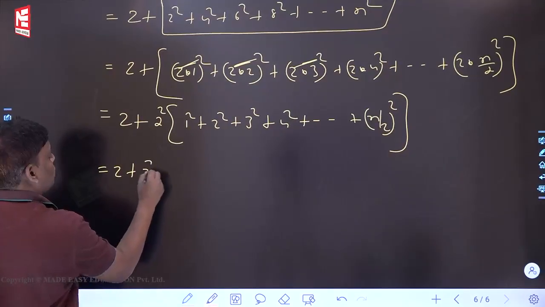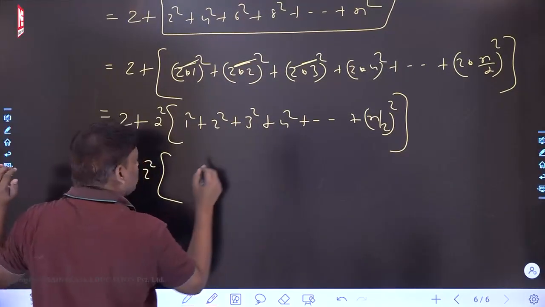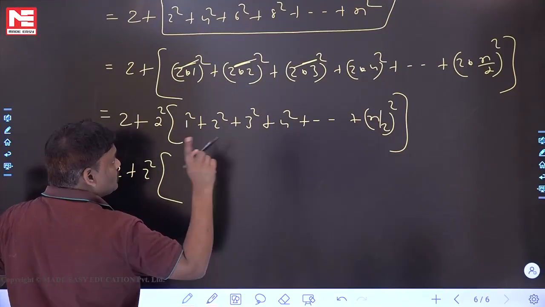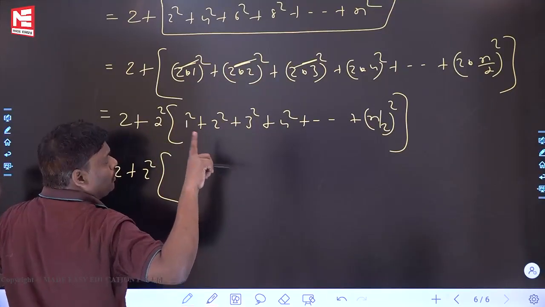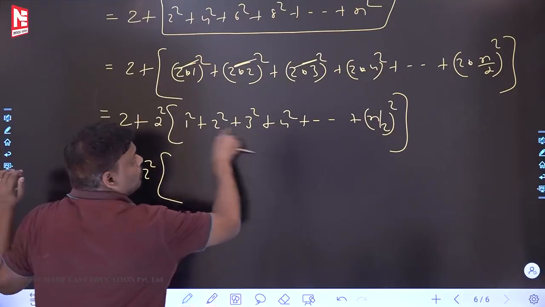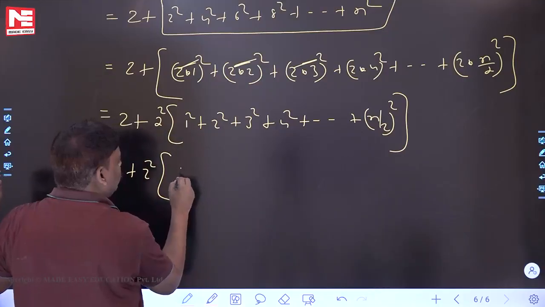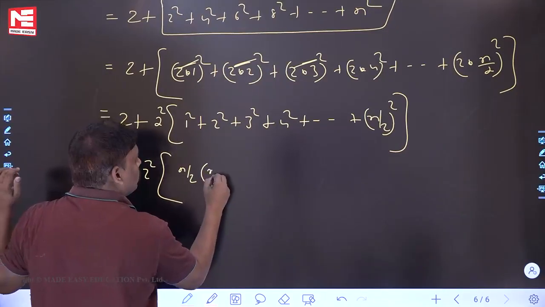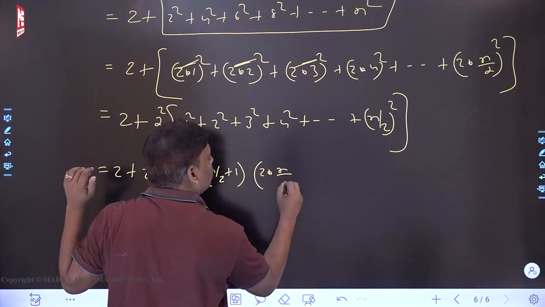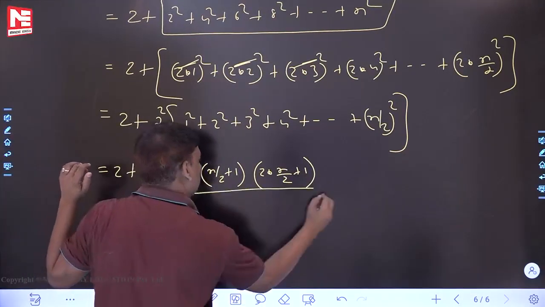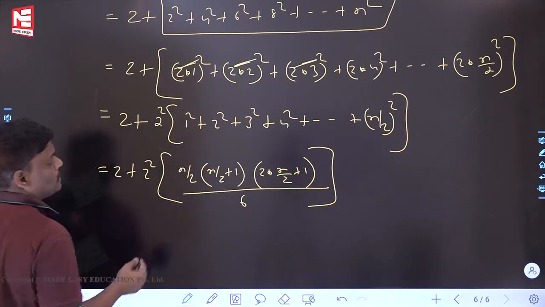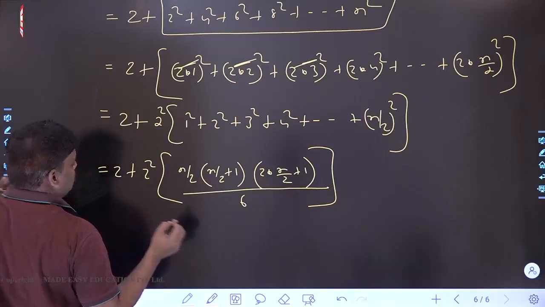2 plus 2 square into. What is the answer? The sum of n natural number squares. What is the formula? n into n plus 1, 2n plus 1 by 6. But in the place of n here, n by 2. So n by 2 into n by 2 plus 1, 2 into n by 2 plus 1 by 6. In the place of n, just keep n by 2, giving n into n plus 1 into 2n plus 1 by 6.